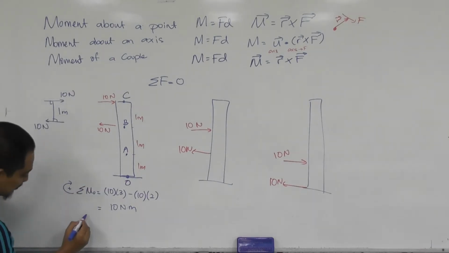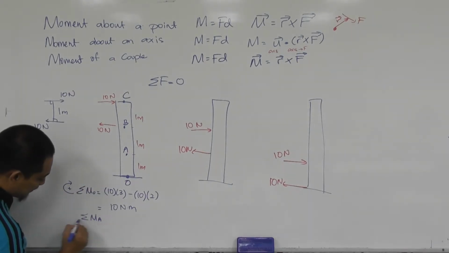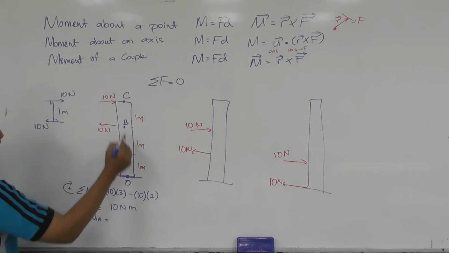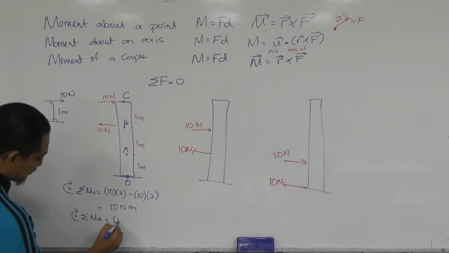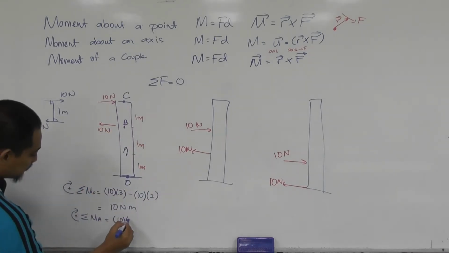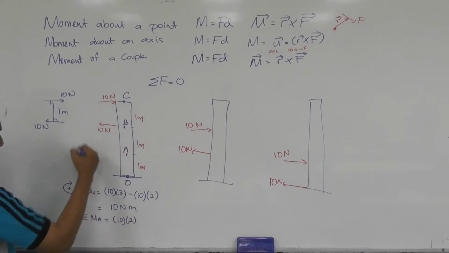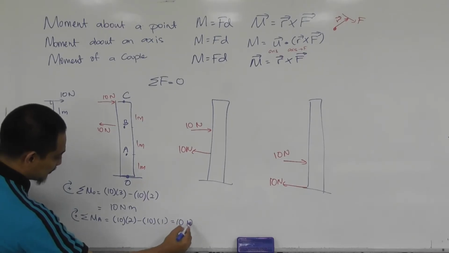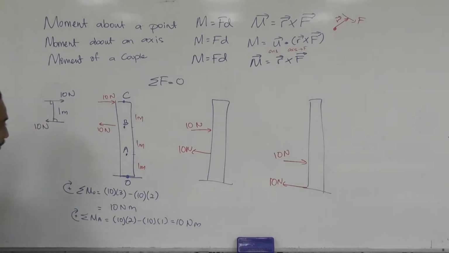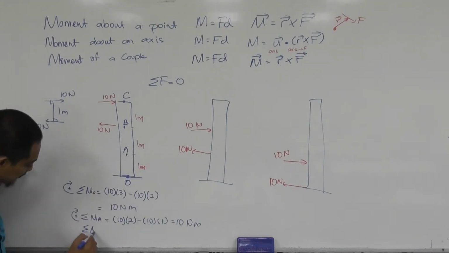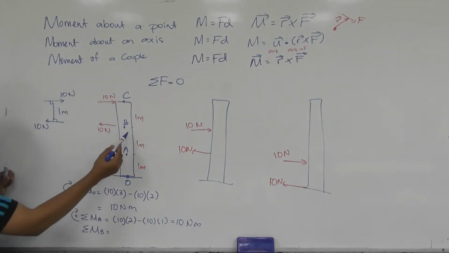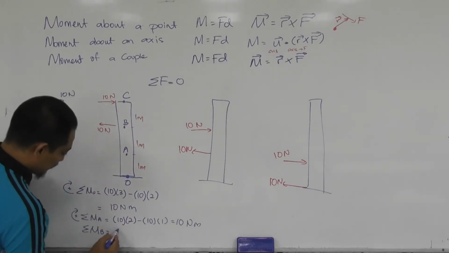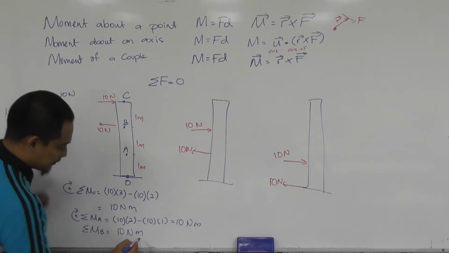Now, if you calculate the summation of moment about point A, let's say we take clockwise as positive also. About point A, this one is clockwise 10 with a distance of 2. And then this is counterclockwise, so minus 10, distance of 1. You'll get another 10 Newton meter. If you do the same for the summation of moment about point B, you can try it. Because this one is going through point B, it doesn't produce any moment. This one is clockwise, so you'll still get 10 Newton meter.